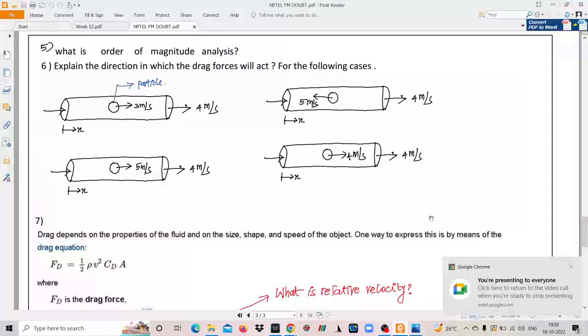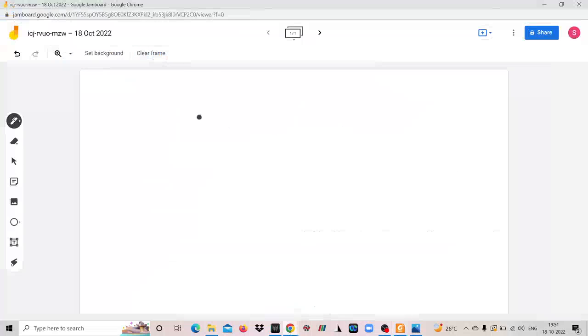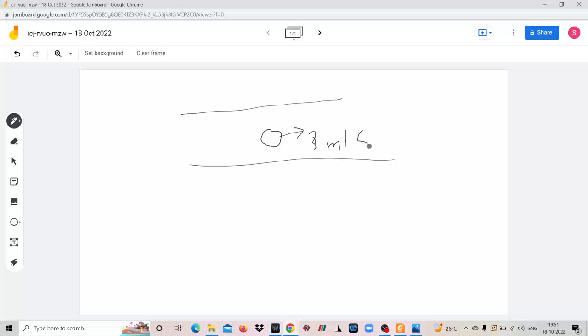Now there is one more, the same thing can be analyzed in a different way. How can it be analyzed in a different way, you see? Now I am drawing the same pipe that you have drawn. This is the object, it is moving at 3 meter per second and the fluid is flowing at 4 meter per second, right?